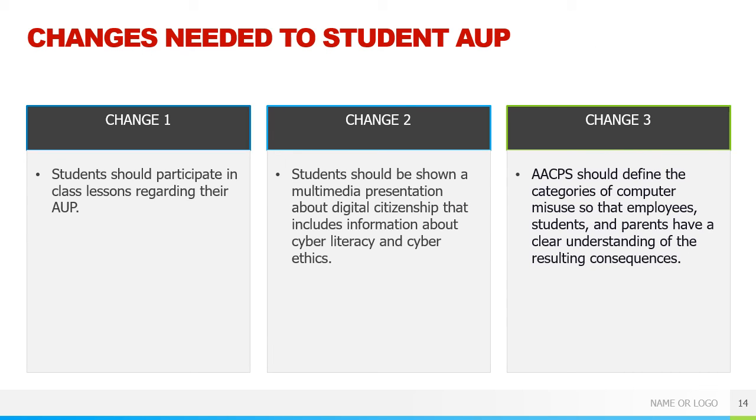I would recommend 3 changes to be made to the student AUP. The first is students should participate in class lessons regarding their AUP, and this can occur during the first week of class. The second change is students should also be shown a multimedia presentation about digital citizenship, and this would include information about cyber literacy, cyber ethics. It's hard to be a good digital citizen if you don't know what a good digital citizen is.